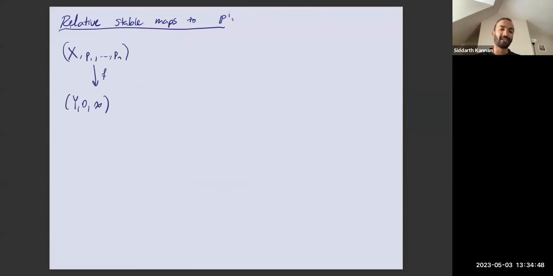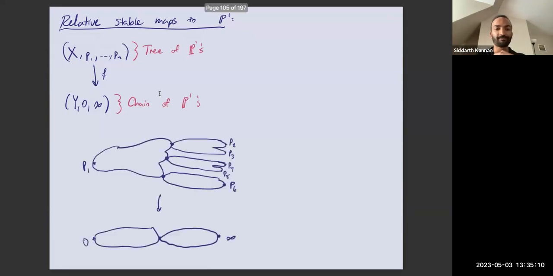In general, we're going to be looking at maps from X to Y, and X is going to have n marked points called P1 through Pn, and Y is going to have 2 marked points, suggestively called 0 and infinity. X is going to be a tree of P1s as before, but Y is also going to be a tree of P1s, but a restricted type of tree. It can only be a chain, so the dual graph is always a path. Here's a cartoon of what one of these objects might look like. The source here is some tree, the target is a path. These 2 marked points, 0 and infinity, are required to be on the 2 extreme components of the path. And then I'm still going to require that the preimage of 0 is the positive marked points, and the preimage of infinity is the negative marked points.